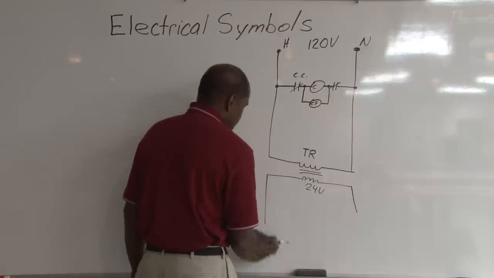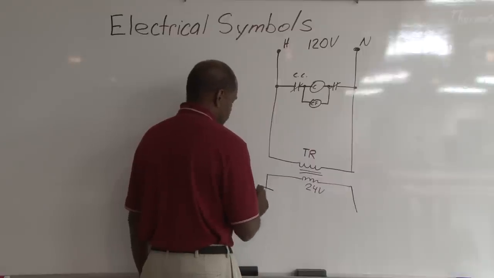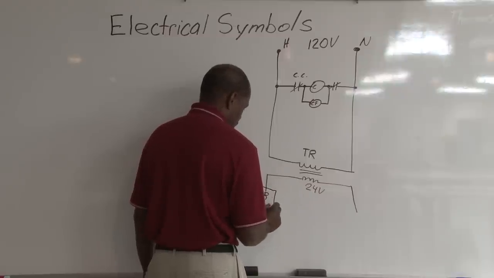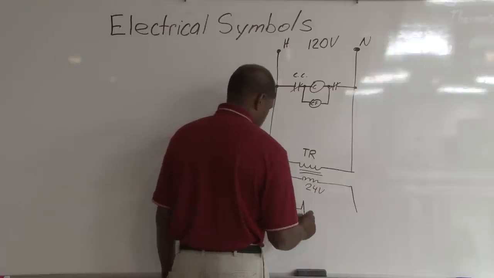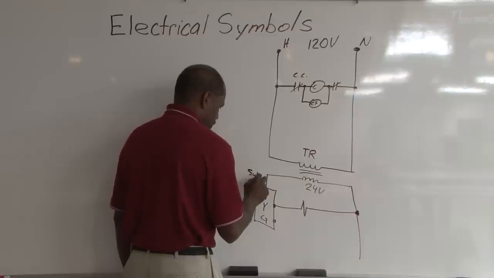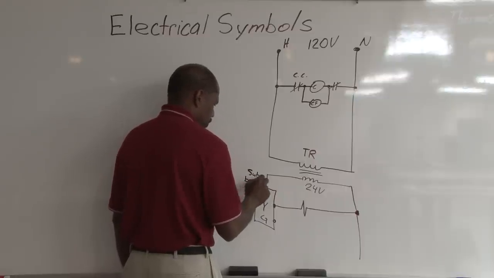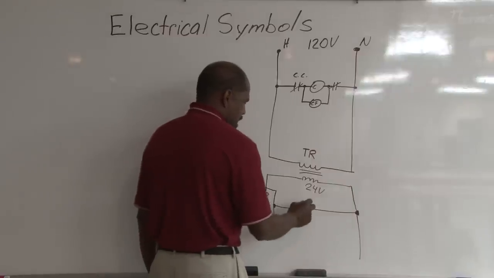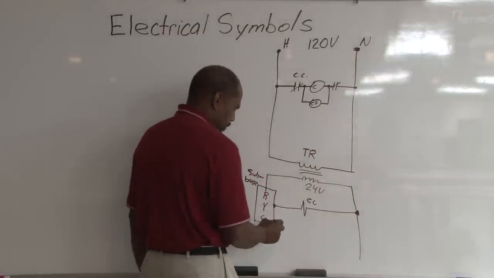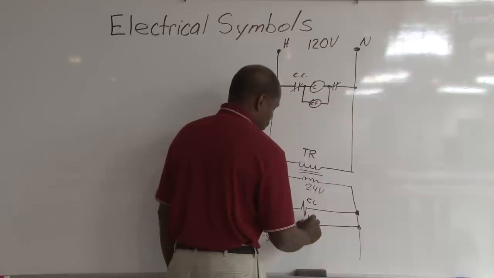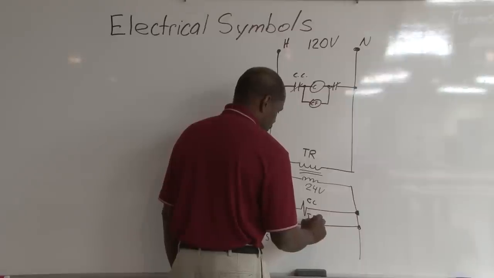Then we're going to need a thermostat, or the sub-base of a thermostat. Sub-base of the thermostat. This is a T-stat. And we have a contactor coil from the symbol we talked about before. Another symbol, another relay coil. Let's call this the indoor blower motor relay coil.